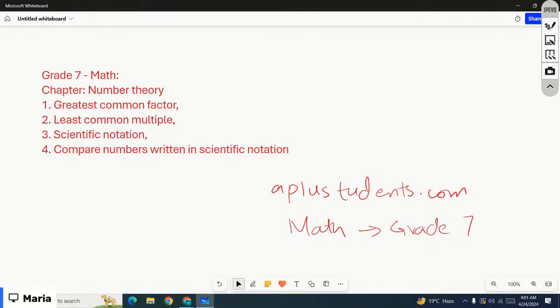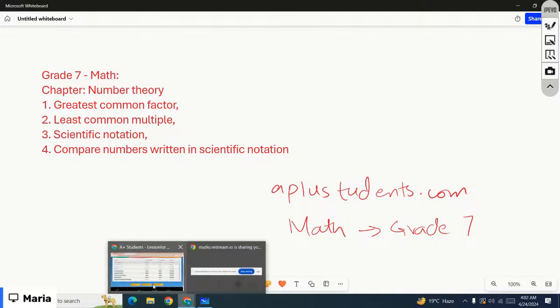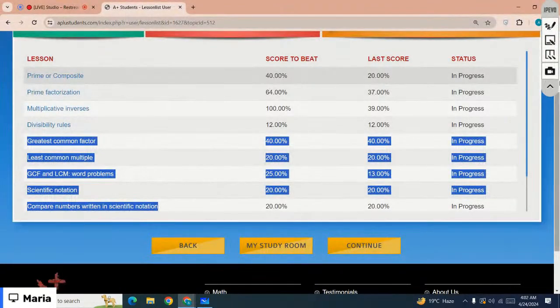We're going to start with chapter number 3. The lessons we're going to cover today are greatest common factor, least common multiple, scientific notation, and compare numbers written in scientific notation. Please make sure you have your notebook and pencil so that you can note down the important examples and definitions as well.